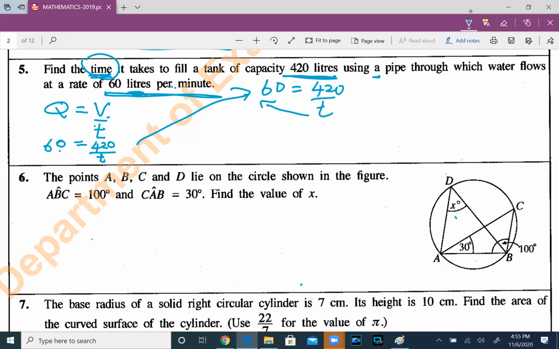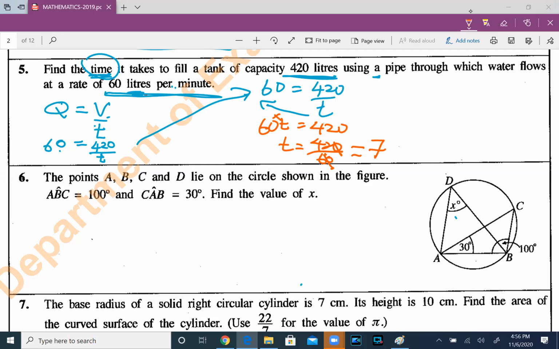So t will go here, and it will become 60 t is equal to 420. Now you need to find t, so 60 will come to this side. Here it is getting multiplied, so if it comes to this side, it will be divided. So t is equal to 420 over 60. The 0 and 0 can cut, which means we are dividing by 10. So 42 divided by 6 is equal to 7.